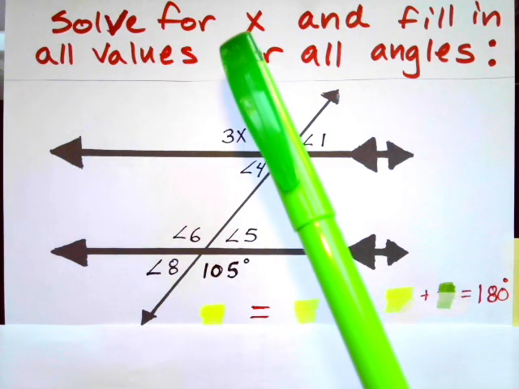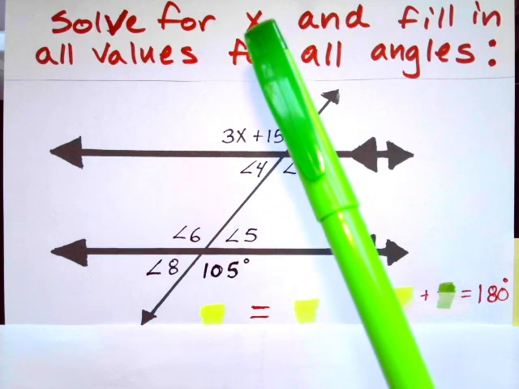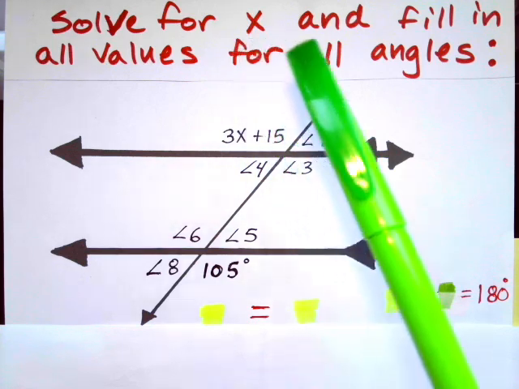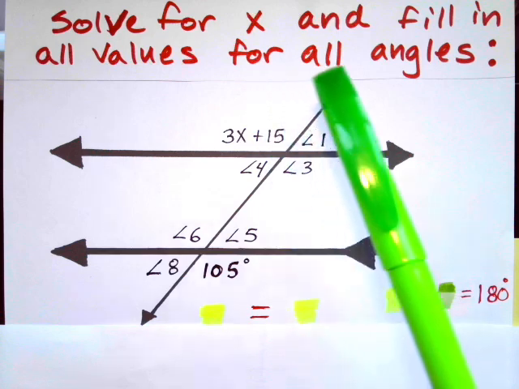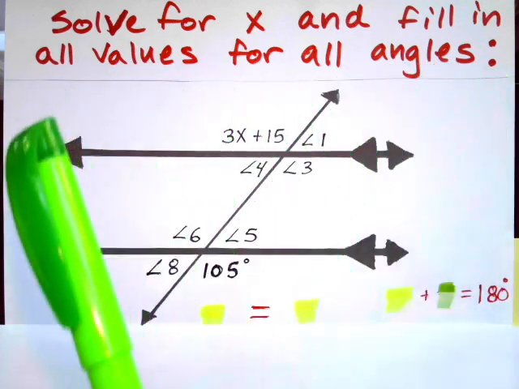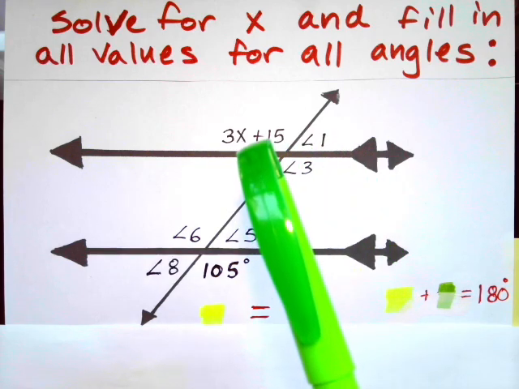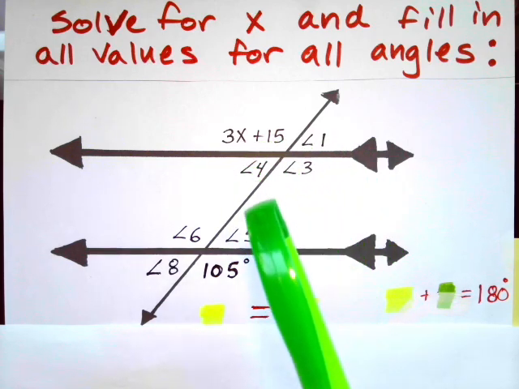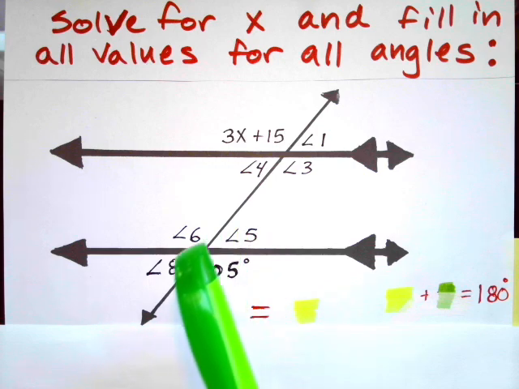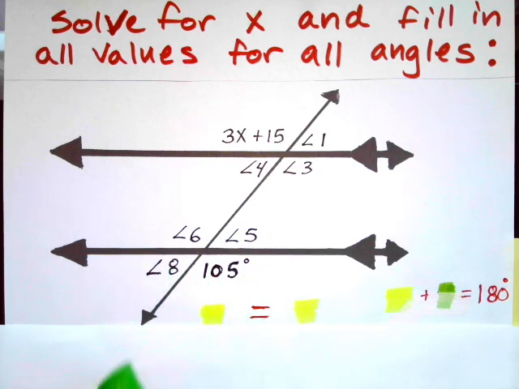Solve for x. So that's one of the things you have to do. Solve for x and then fill in all values for all of the angles you see here below. For angle 1, 3x plus 15. Angle 3, angle 4, angle 5, angle 6, 105 degrees, and angle 8.